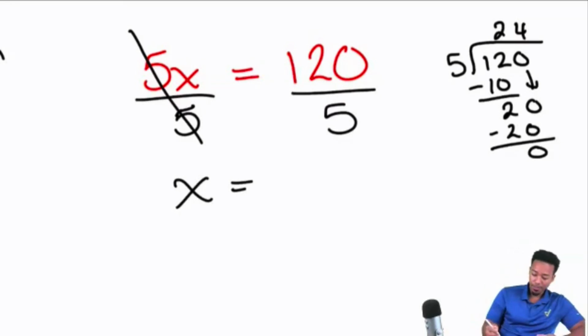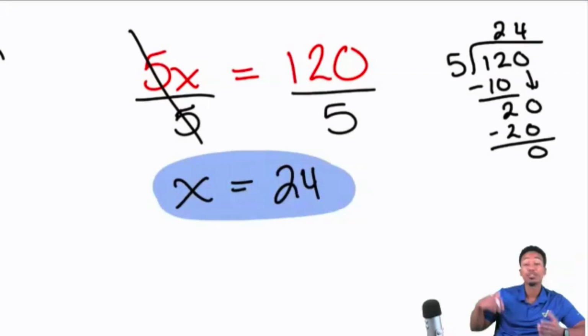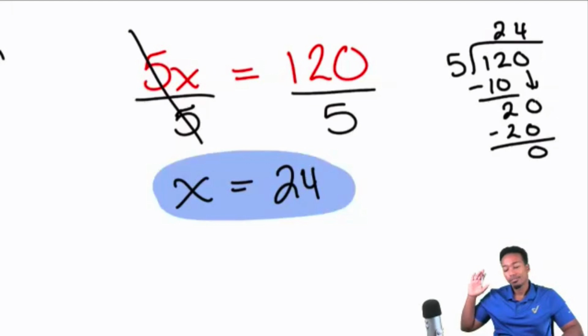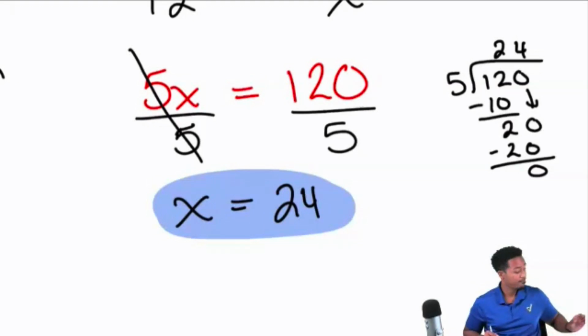But there it is. We end up getting 24. Sounds good. So x equals 24. And we live happily ever after. Things are great, right? Pause. Here's the problem. On the ASVAB, everybody, yes or no, the ASVAB is timed. Yeah, the ASVAB's timed.